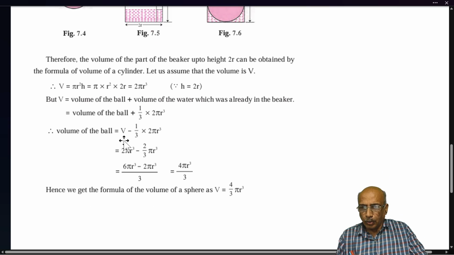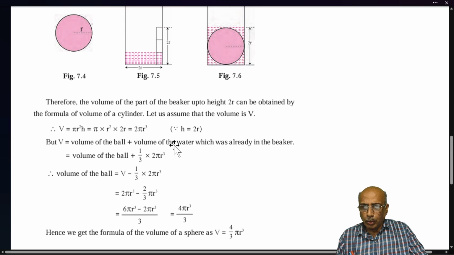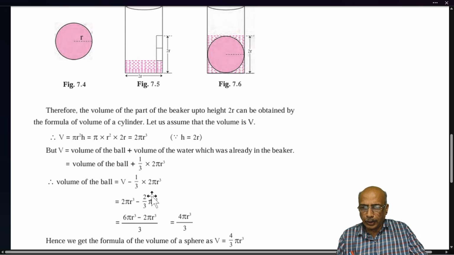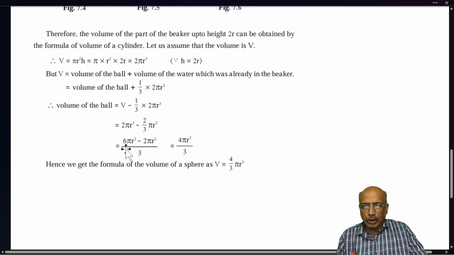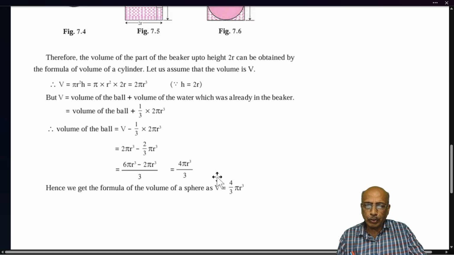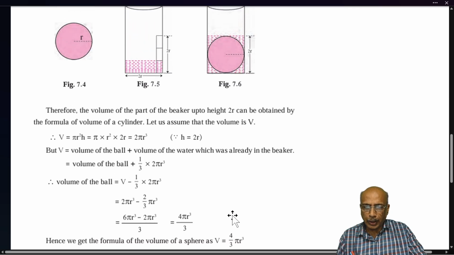Simplify this. V equals 2 pi r cube minus 2/3 pi r cube. Simplifying, it equals (6 pi r cube minus 2 pi r cube) upon 3, which equals 4 pi r cube upon 3. Hence, we get the formula for the volume of the sphere: V equals 4/3 pi r cube. Very clear?